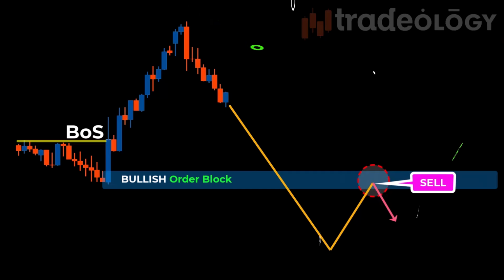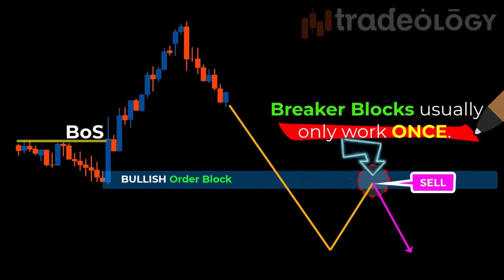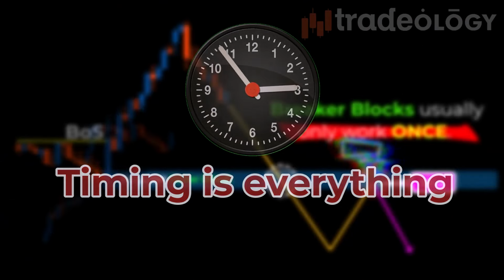But here's the catch. Breaker blocks usually only work once. After the break and retest, their power is gone. That's why timing is everything. Let's run through an example.